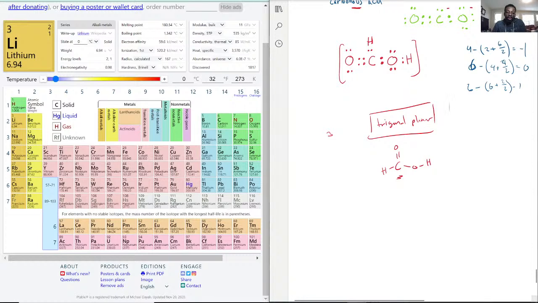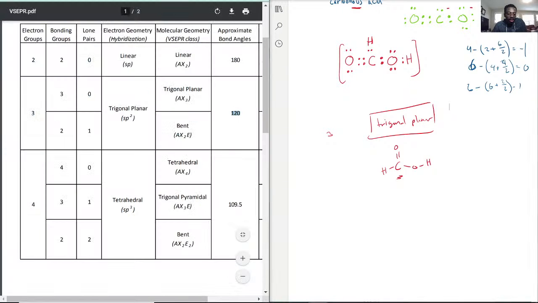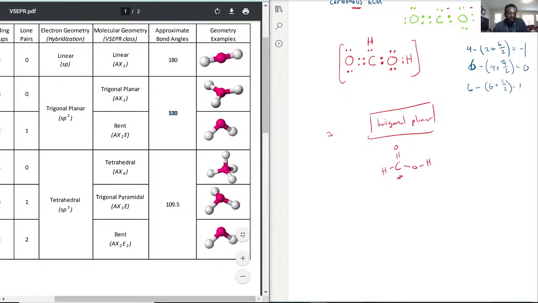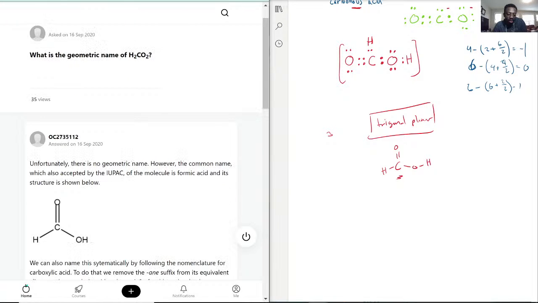And we can even check with the VSEPR theory. Exactly 3, 0. AX3 is going to look kind of like that. It's going to be flat with the oxygen doing its bad stuff at the end.